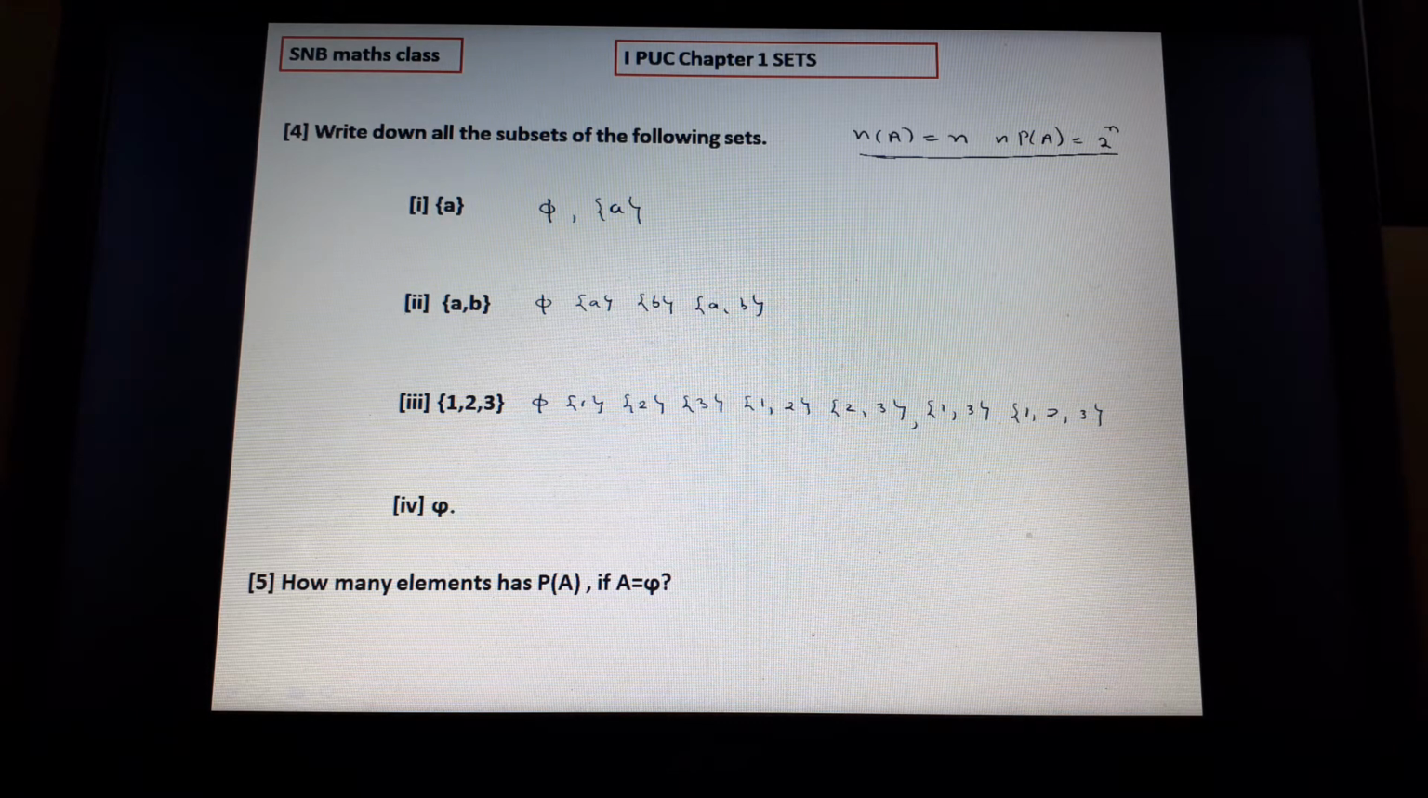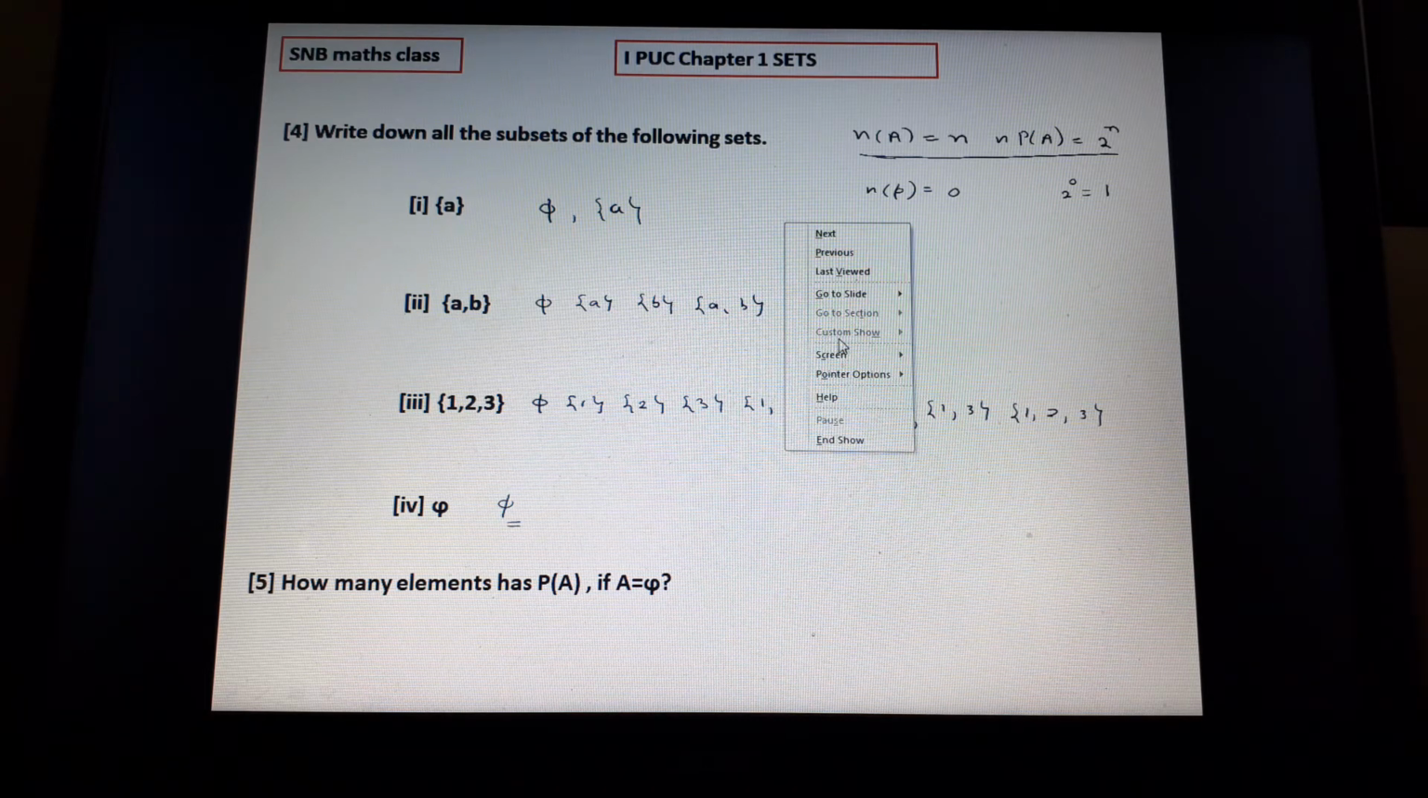For this set phi, how many subsets are there? Actually only one. Phi is the only set which is a subset of itself and the set itself. So now the question is, how many elements has the power set of A if A equals phi? There is only one. Now the question is, does it satisfy this rule? Yes, because the number of elements of phi is 0. And if you put here 2 power 0, that is 1, and you can see here there is one set. So it is applicable for phi also.